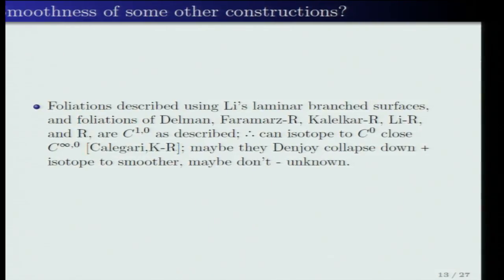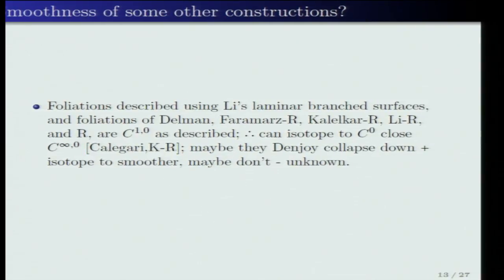And we can turn to various other constructions of foliations. Unfortunately, on this screen, I have only the ones that I personally have thought about, so R tends to be kind of heavy. That's just a reflection of the fact that I haven't thought about smoothness of any of the others. But the widest class is Lee's laminar branched surfaces and the foliations that you get from them. His construction involves a lot of Denjoy blow-up, so as described, your foliations are typically not going to be C2, and you're going to have to work pretty hard to get C1.